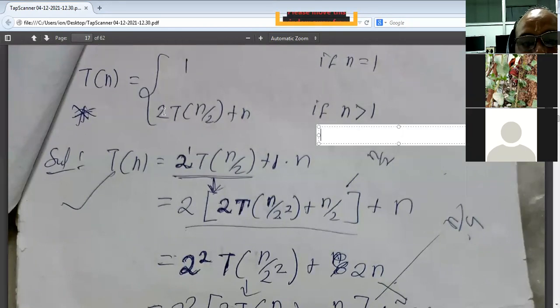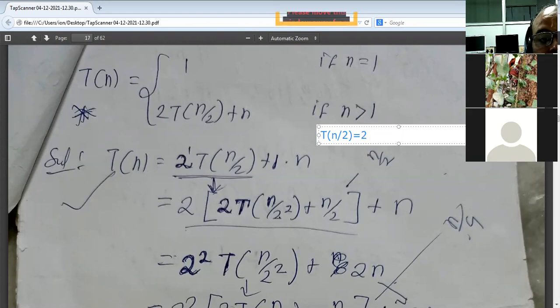Now you can see here, this is n by 2. This is n by 2. Tn is equal to 2T n by 2 plus n. So instead of this n, I want to find out T n by 2. So how to find out n by 2? Instead of n, I will replace n by n by 2. So here I have T n by 2.